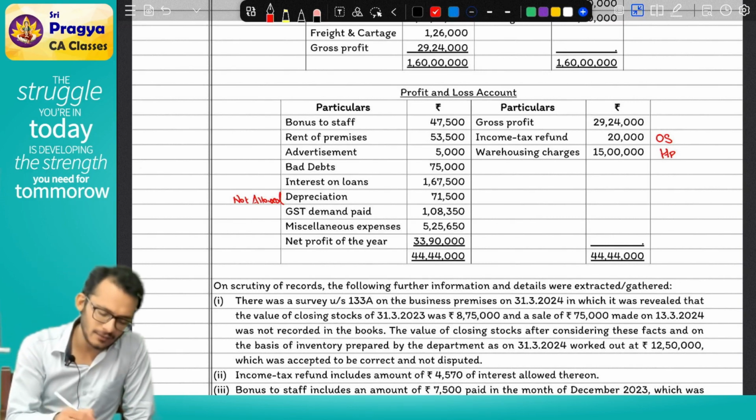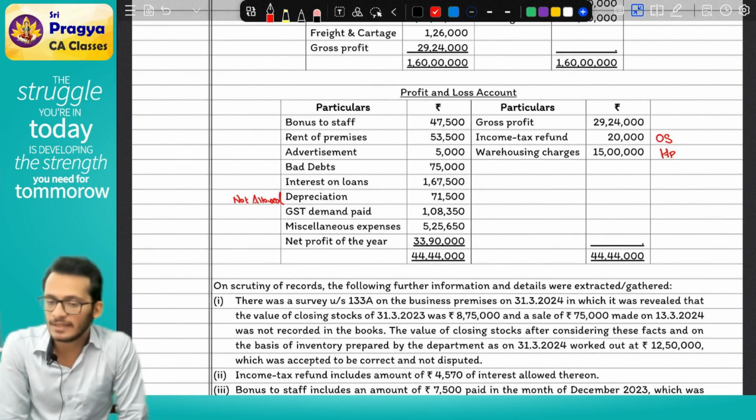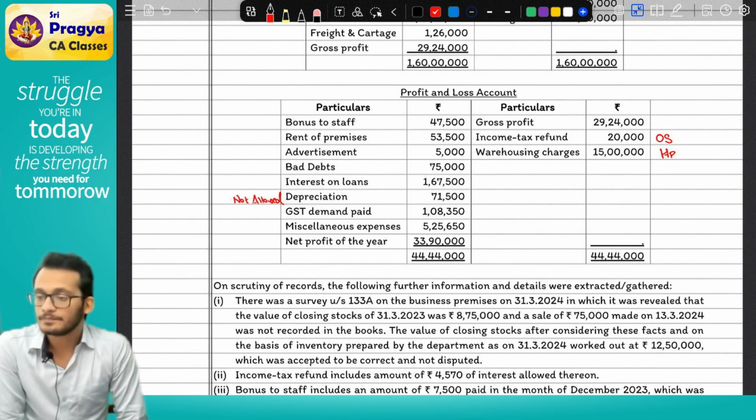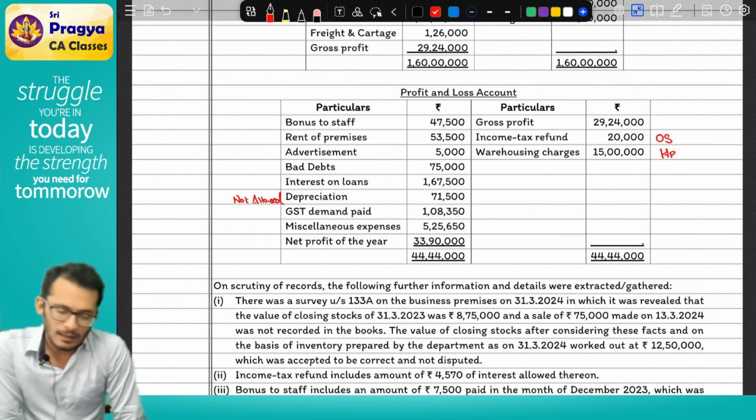It is a demand, which means you have paid tax. You have not paid the penalty, which means taxes allowed. Miscellaneous expense. PGBP. Allowed, not allowed? Allowed. Net profit.